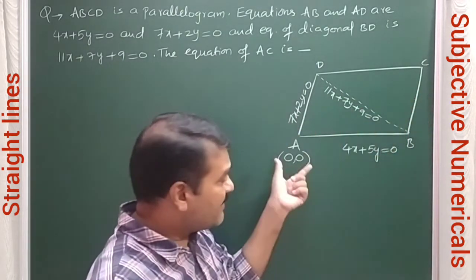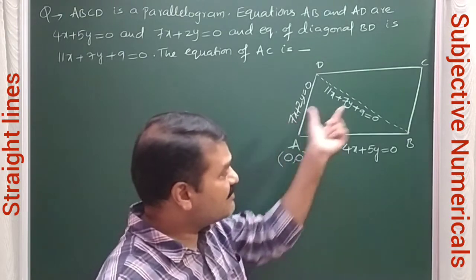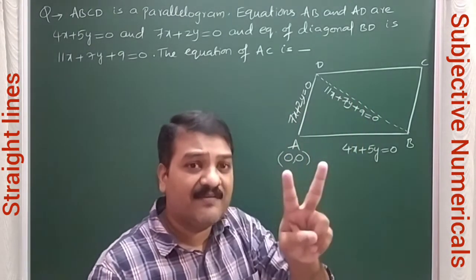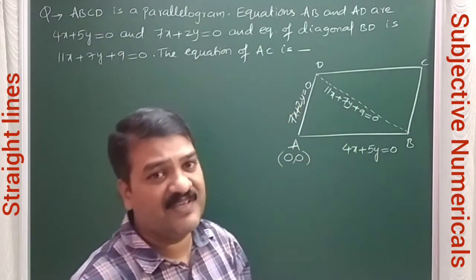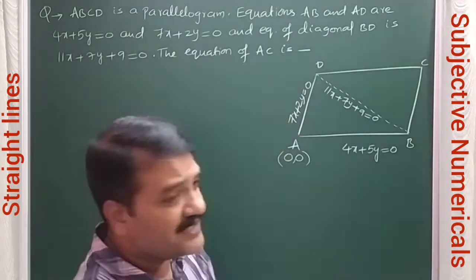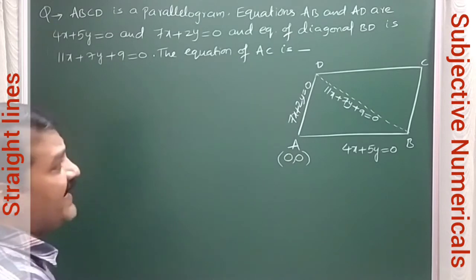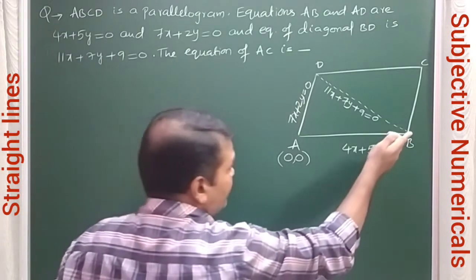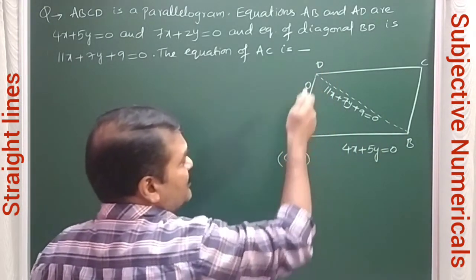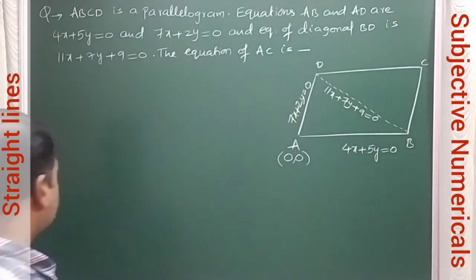So that means we have A and we have this midpoint of AC. When we have 2 points, we can write the equation of AC. So this is the mechanism we have to use. First let us solve AD and BD. Now we will solve AD and BD to find the vertex D.